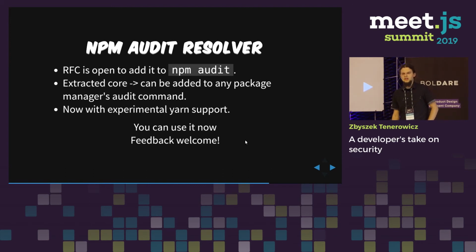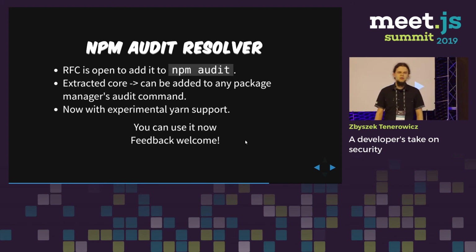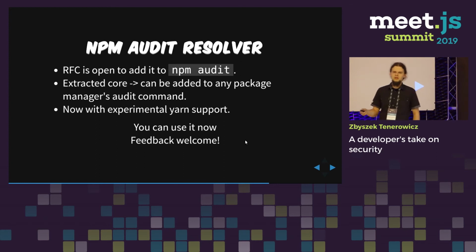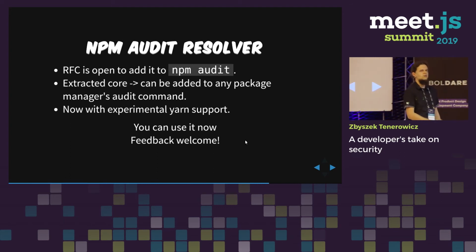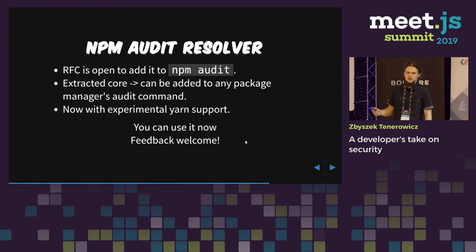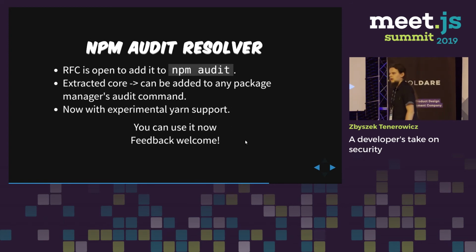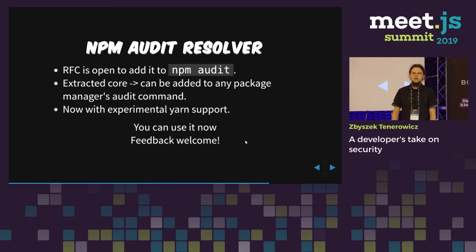Okay, so there's an RFC open and an ongoing discussion about making npm audit respect the decisions made in Audit Resolver. There's intent to bring it in, but we're discussing how to really get it into npm. I've extracted the core of the package so that it's going to be easy to include in other dependency managers. And now it has experimental Yarn support if you're running with Yarn. It should do its job. Let me know if it doesn't. You can use it now.